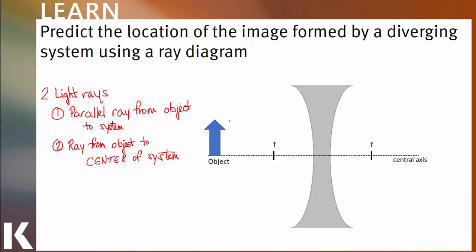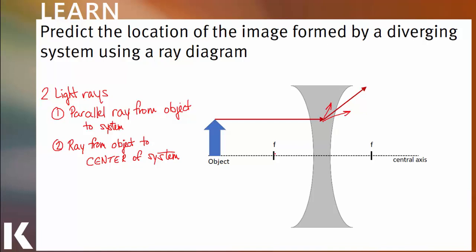Let's go ahead and draw our first ray. So where is the object? The object is going to be located at the tip of the arrow. So let's draw a parallel ray of light from the object to the system. Recall that when a parallel ray of light hits a diverging lens, it diverges. Now, it might be pretty difficult to determine where or how much this ray of light diverges. Like, for instance, how do you know it doesn't diverge in this direction or this direction?